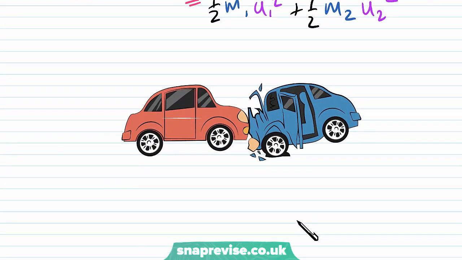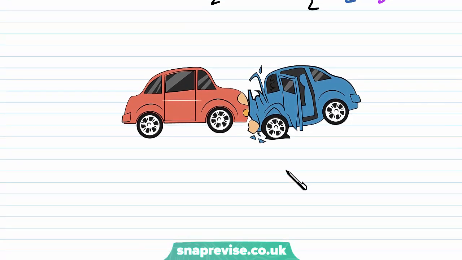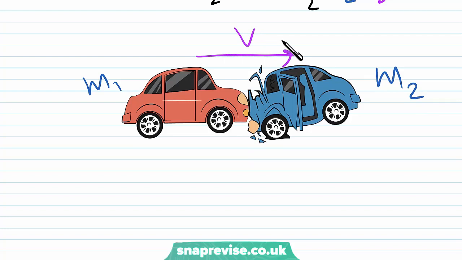Now let's consider what happens after the collision. So the cars each still have masses m1 and m2. However, after the collision, they stick together and move off as one. So they move as one object. So now we need to get a new expression for the kinetic energy after.